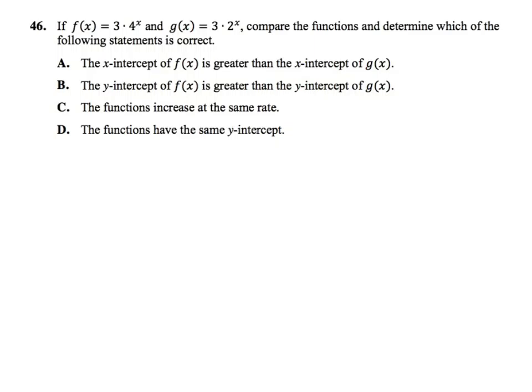46. If f of x equals 3 times 4 to the power of x and g of x equals 3 times 2 to the power of x, compare the functions. All right, let's see. Well, first we know that we don't have x-intercepts, right? This might approach 0 in either direction, one of the two directions, but it's never going to hit 0. So we don't have an x-intercept, so we know it's not A.